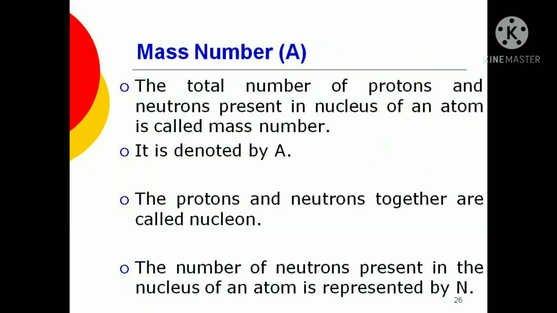We already discussed that there are neutrons also along with the protons in the nucleus, which don't have charge but have mass. So we take the symbol A for the mass, and the sum of protons and neutrons we call the atomic mass or mass number.